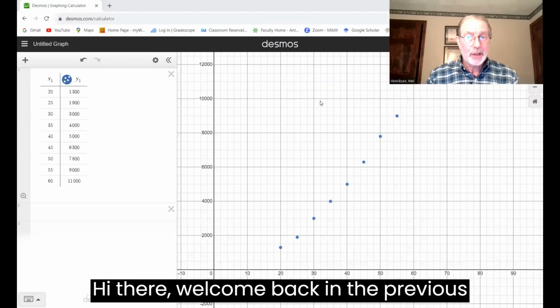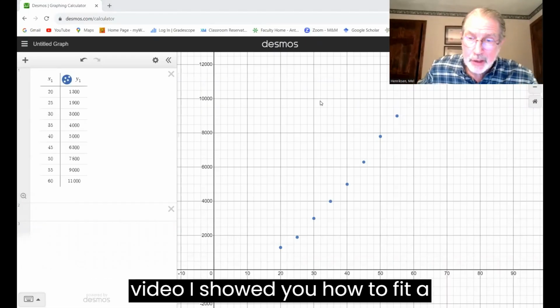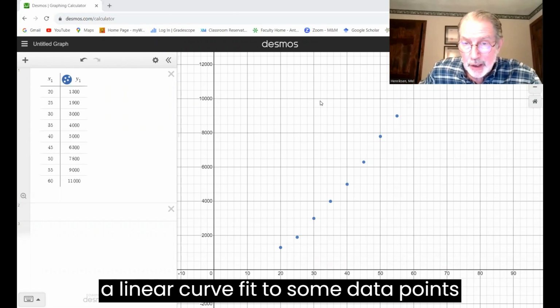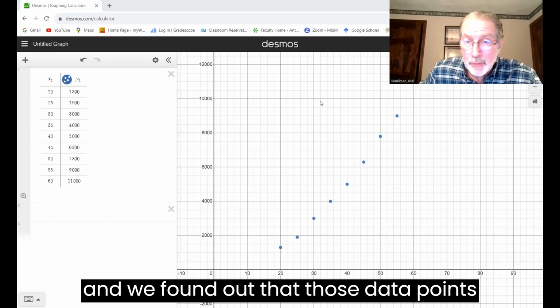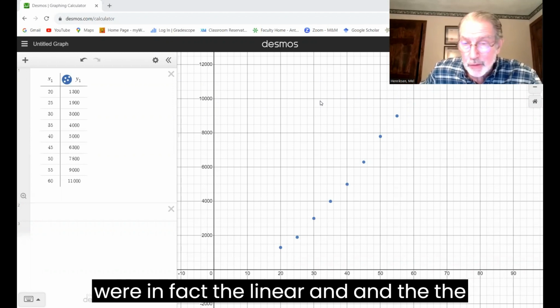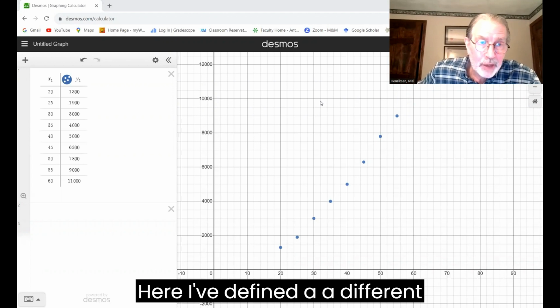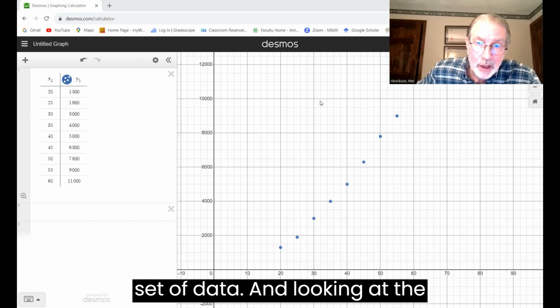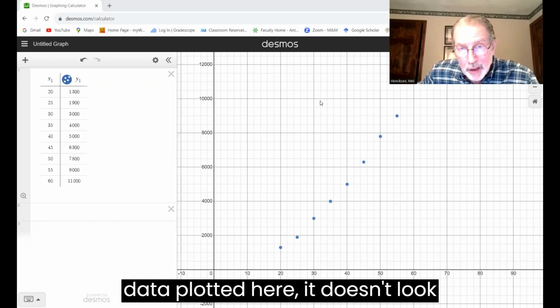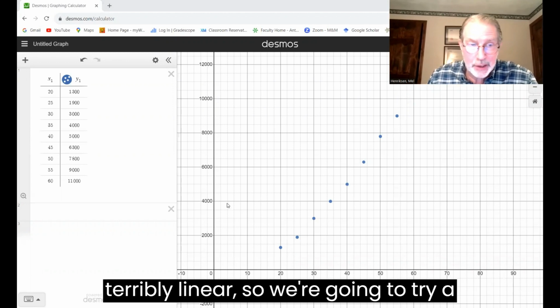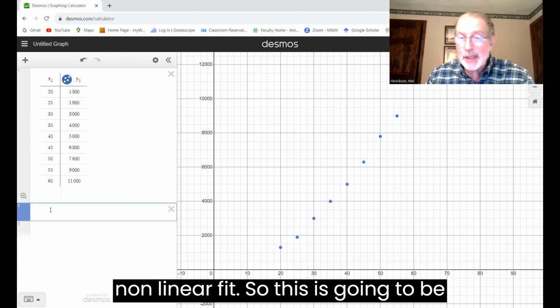Welcome back. In the previous video, I showed you how to fit a linear curve fit to some data points, and we found out that those data points were in fact linear, and the residuals were 0, and it fit great. Here I've defined a different set of data, and looking at the data plotted here, it doesn't look terribly linear, so we're going to try a non-linear fit.